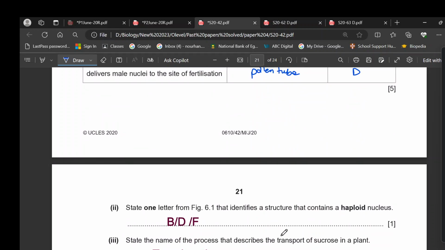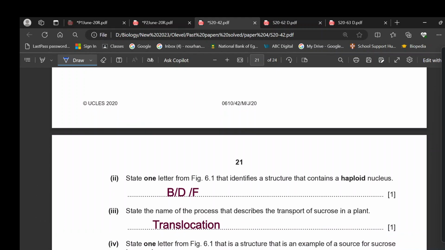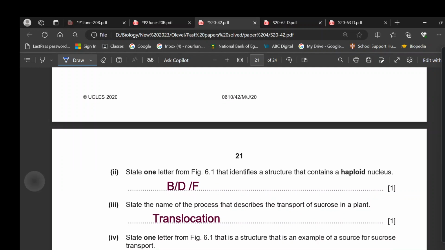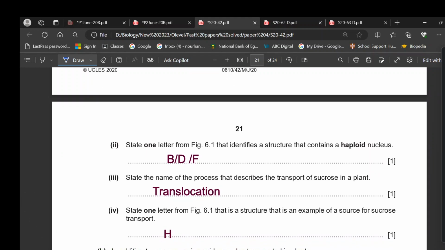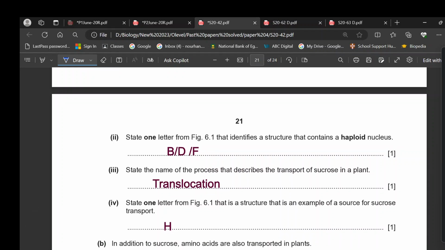State the name of the process that describes the transport of sucrose. The movement of the water inside the xylem is transpiration and transpiration pull. So what about movement of sucrose in the phloem? It is called translocation. One letter that is a structure that is an example of a source of sucrose. Source, usually the leaf, which is H, because it's the site of production of glucose.